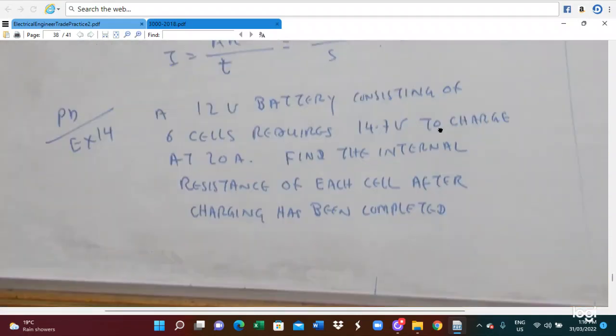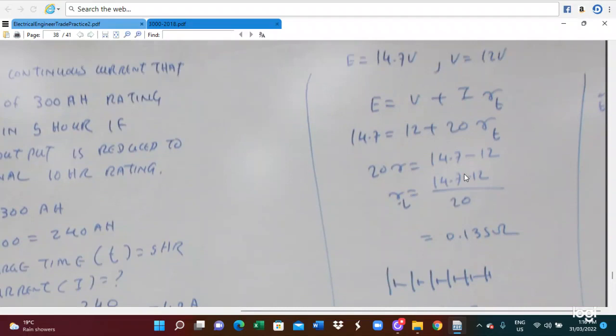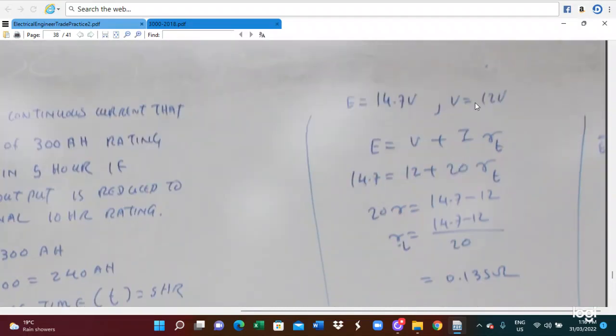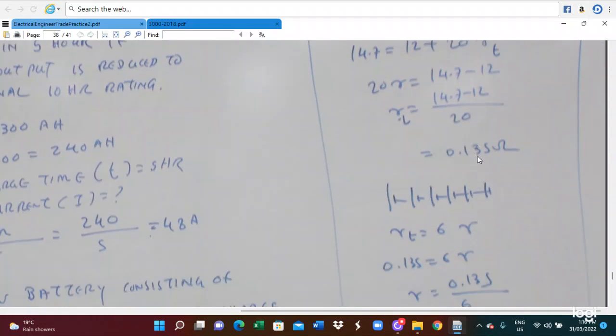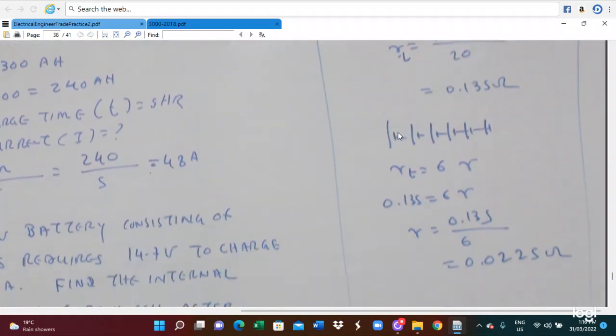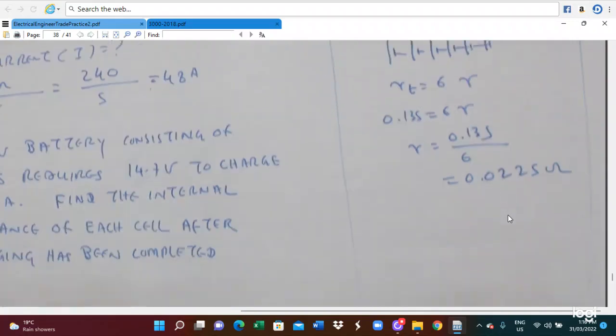So in this problem, E is 14.7 volts, V is 12 volts, and E is V plus I times RD. So E is 14.7, V is 12, I is 20, so then RD is 0.135 ohm. All the cells being charged are connected in series, so RD is 0.135 and we have to find each internal resistance. RD is 6 times R, so R is 0.135 divided by 6, which gives 0.0225 ohm.